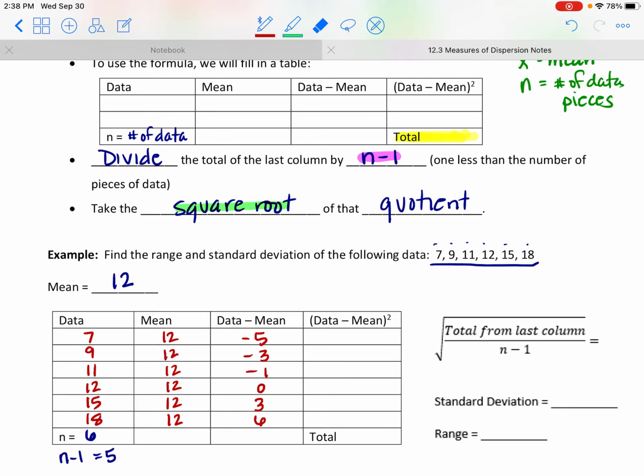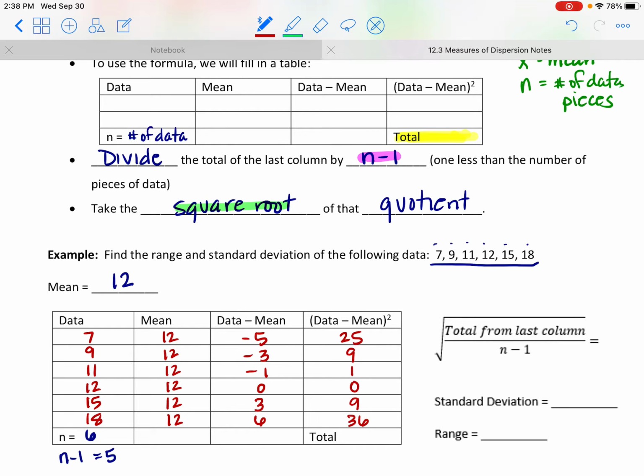Okay, so notice that some of those are negative. Now, we're trying to figure out how far each data piece is from the mean. So these numbers are supposed to represent distance, but we don't want distance to be negative, and that's why in the formula you see those values getting squared. So in the next column we're going to take the data minus the mean that we just calculated and square it. If we square negative 5, what's negative 5 times negative 5? It's going to give us a positive 25 here. Negative 3 times negative 3 is a positive 9. Negative 1 squared is 1, 0 squared is 0, 3 squared is 9, and 6 squared is 36.